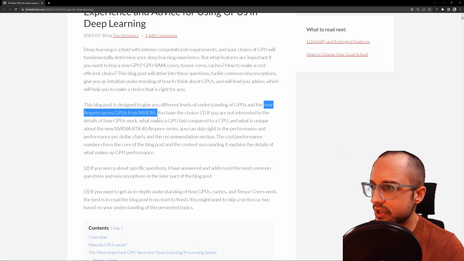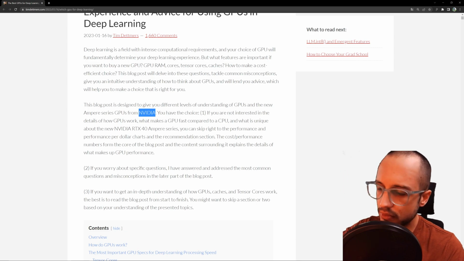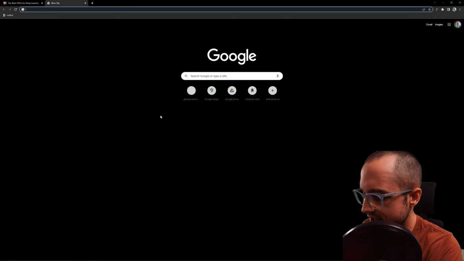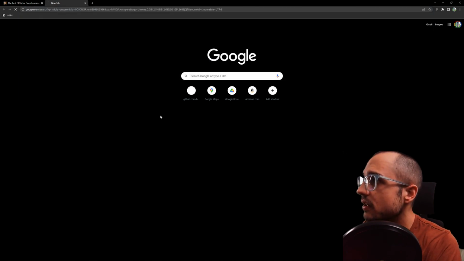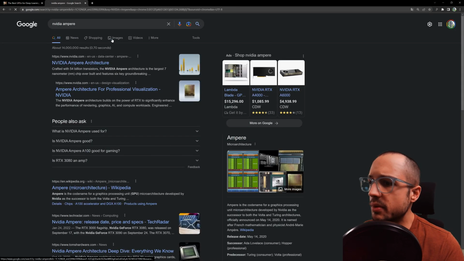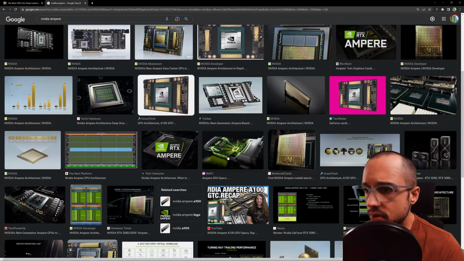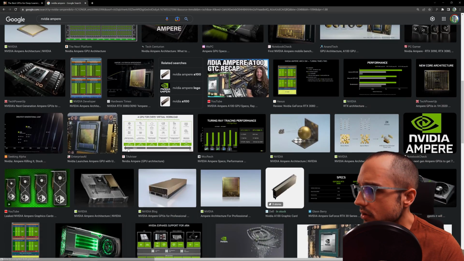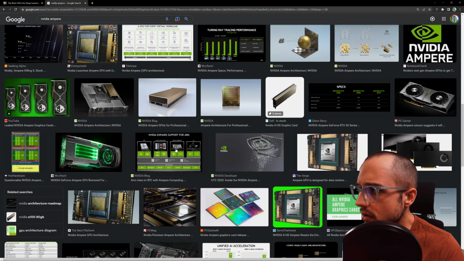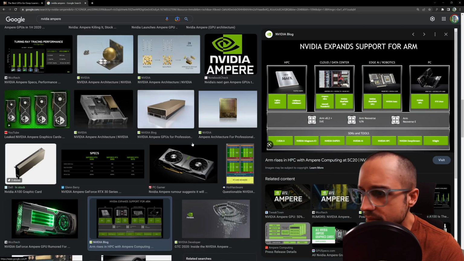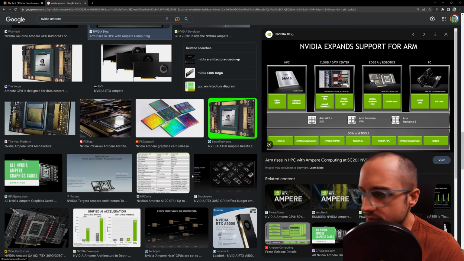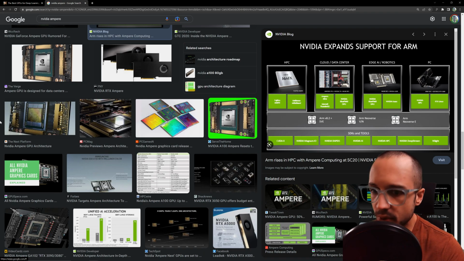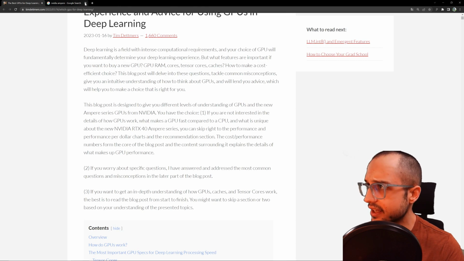The new Ampere series of GPUs from NVIDIA. So with NVIDIA, it basically comes down to the releases, right? You can kind of think of it as NVIDIA Ampere. They probably have an image that shows you the progression over the years. Basically they have different names for the different batches of GPUs that they release over the years. And I guess Ampere is the most recent.